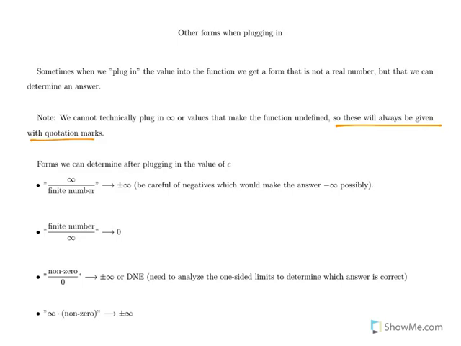If you ever have any finite number over infinity, then that is just 0. We're saying this is some finite number over the biggest finite number you can think of, and that's going to be a number very, very close to zero, and it's just going to get closer and closer to zero as we approach infinity. If we ever get any non-zero number over zero, then that's going to tell us the answer is positive infinity, negative infinity, or does not exist.